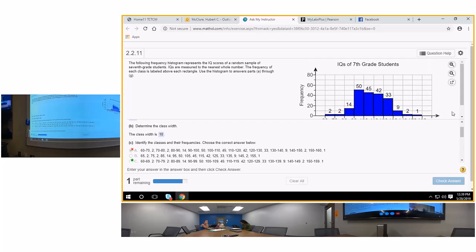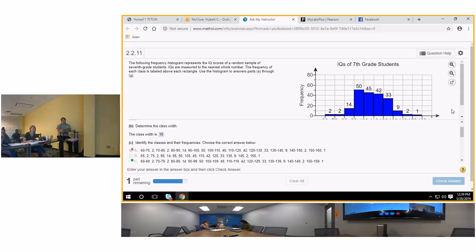There it is. Okay, remember when we talked about histograms and bar charts? Which one's this one? It's a histogram because the boxes are what? They're touching. Okay? So if they are touching, it's a histogram.